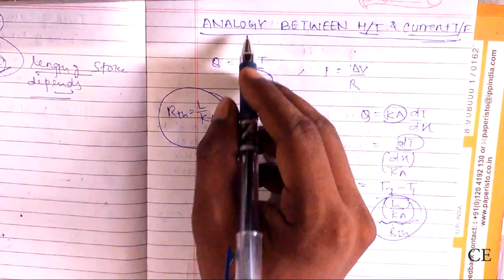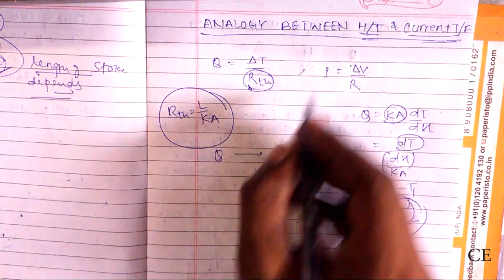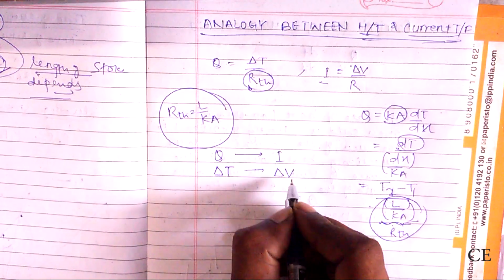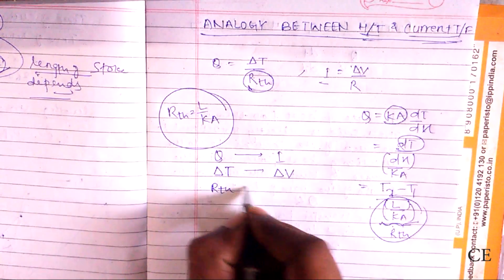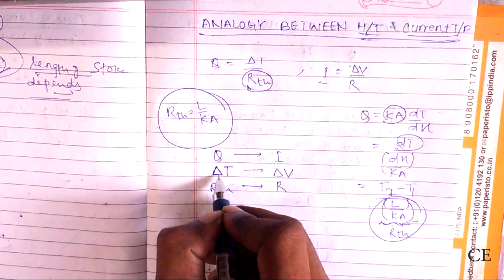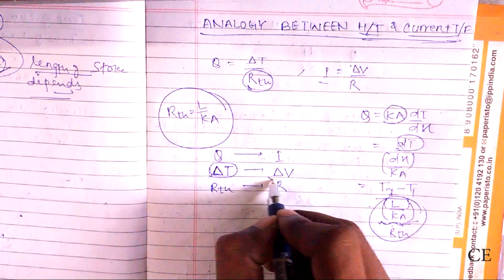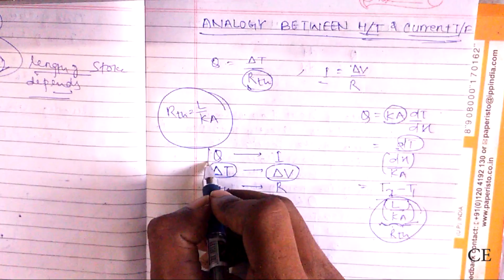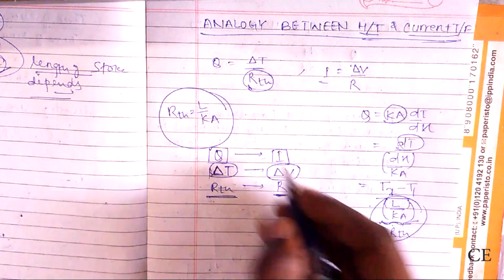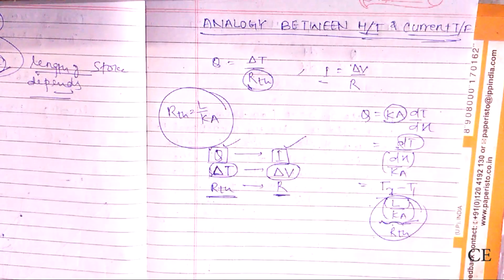So the analogy between heat transfer and current transfer is that Q is compared to current I, temperature difference is considered as change in voltage or potential, and RTH is the resistance. You can see that heat transfer occurs due to temperature difference, we all know. And current always flows due to the potential difference. So this is heat, this is current, and this is the resistance, which is the obstacle in the way of heat transfer or in the way of current transfer. We all know about this.